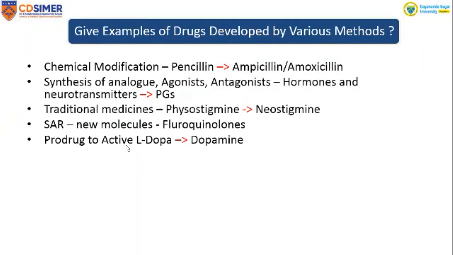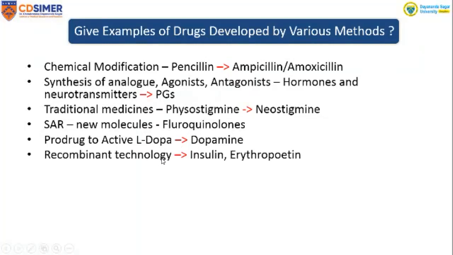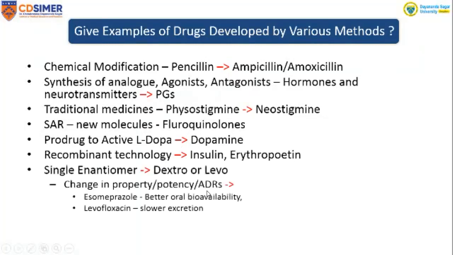L-dopa is another one. L-dopa is a derivative of dopamine. It can be given orally. It's a pro-drug: once it enters the central nervous system, it gets converted into dopamine and helps in the treatment of Parkinsonism. Recombinant technology, a newer technology, is used for getting drugs like insulin and erythropoietin.